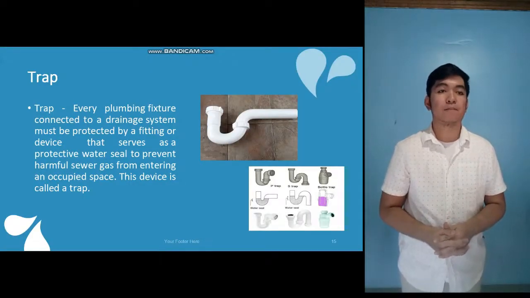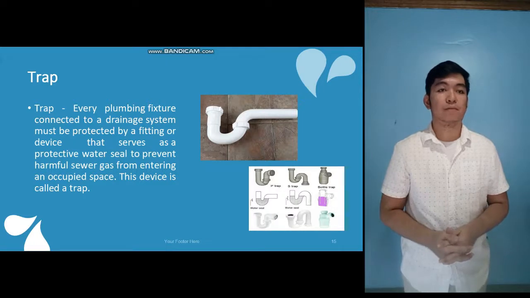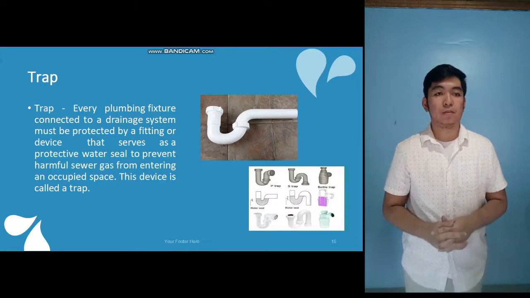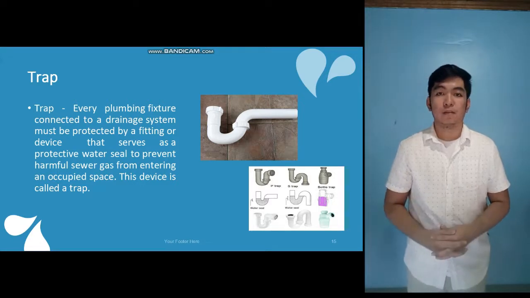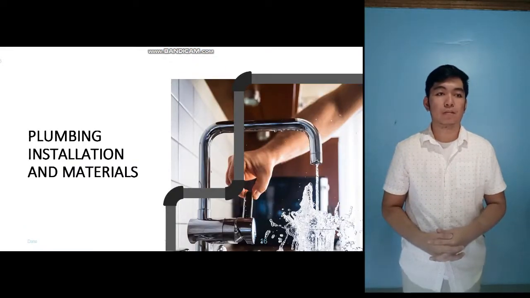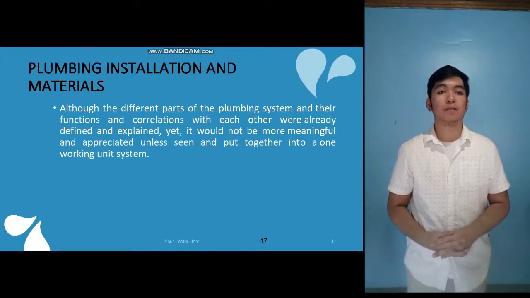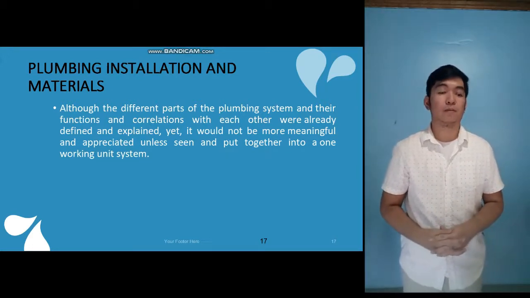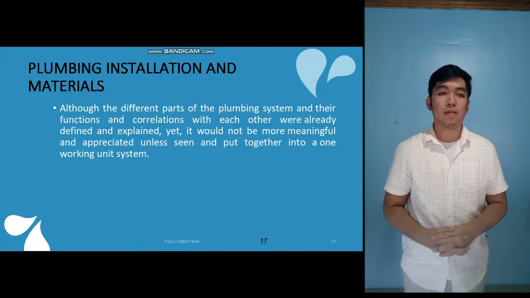Next is the trap. A plumbing fixture connected to a drainage system must be protected by a fitting or device that serves as a protective water seal to prevent harmful sewer gas from entering an occupied space. This device is also called a trap. For the next topic, the plumbing installation and materials. Although the different parts of the plumbing system and their functions and correlations with each other were already defined and explained, it will not be more meaningful and appreciated unless seen and put together in one working unit system.